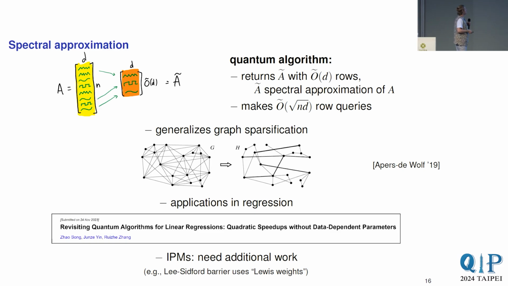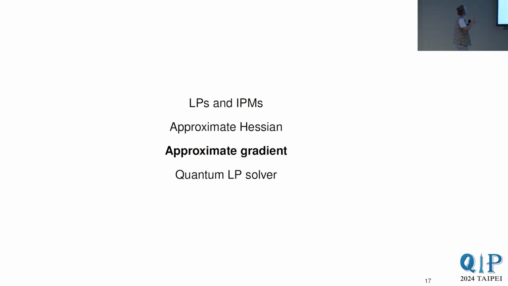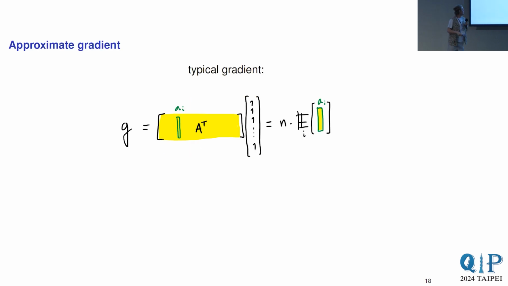Okay, that's spectral approximation. Then we turn to the second component, which is approximating the gradient. A typical gradient, as I already mentioned, looks like this. We have this long matrix, we flip it, and we get A transpose times the all-ones vector. If you squint at this from the right angle, this is essentially equal to the expectation of n times a random constraint.